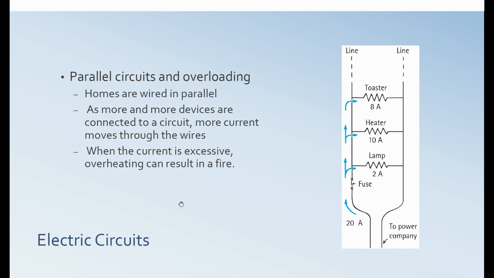So for instance, let's see here in this parallel circuit, we have 20 amps coming in, and we have a 2 amp lamp, a 10 amp heater, and an 8 amp toaster all running at the same time. Well, that's our 20 amps. If we plug in another lamp, now we're going to be pulling more amps than these wires can handle, and they might get too hot and start burning up. And this is why in these circuits we have fuses.